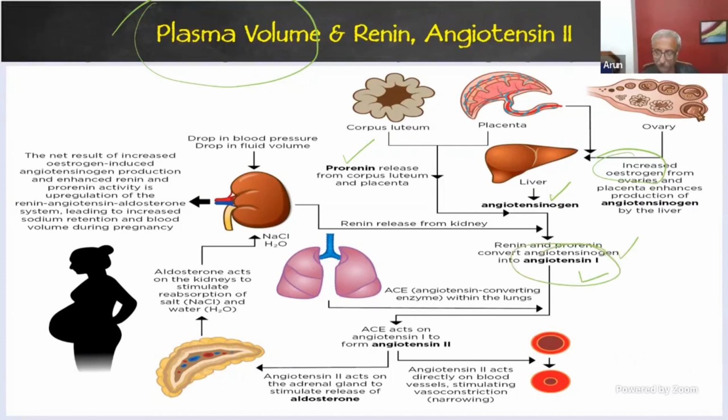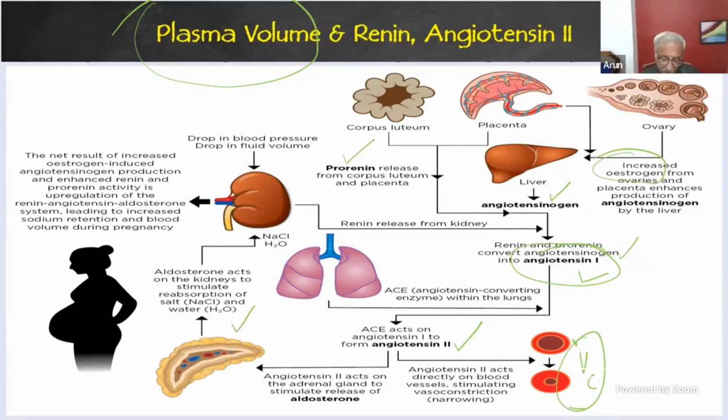This is important. Now, what happens then is that there is an angiotensin converting enzyme which is released from the lungs, right? It acts on angiotensin 1 to convert it into angiotensin 2. Now, what does angiotensin 2 do? It directly acts on the blood vessels, stimulating vasoconstriction. So the blood vessels are constricted. Secondly, it acts on the adrenal gland to stimulate the release of aldosterone. Okay.